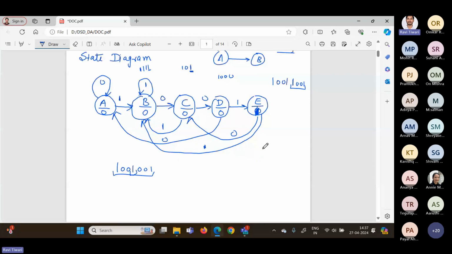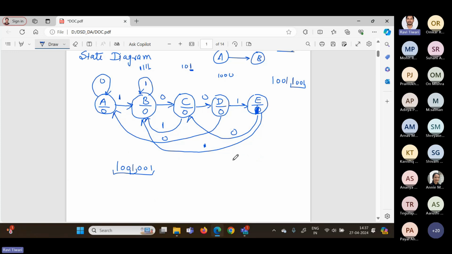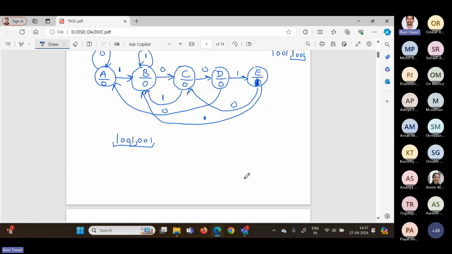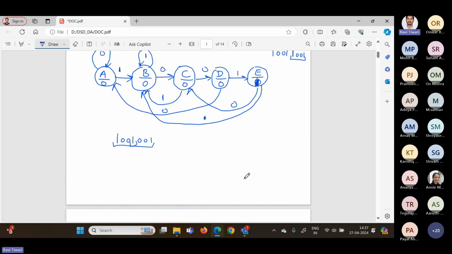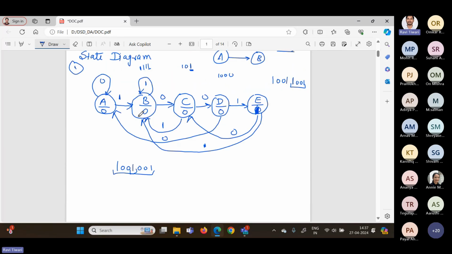Clear? Note down this one, then I will tell you how to construct the state table, because the state table is again an important part. This is the first step, that is the drawing of the state diagram. Then I will tell you the state table. So here for the state table, we require this state diagram.